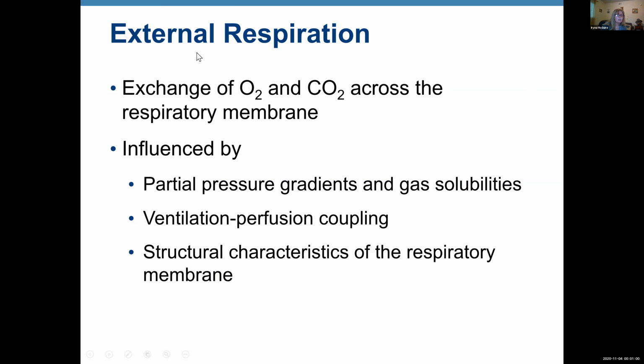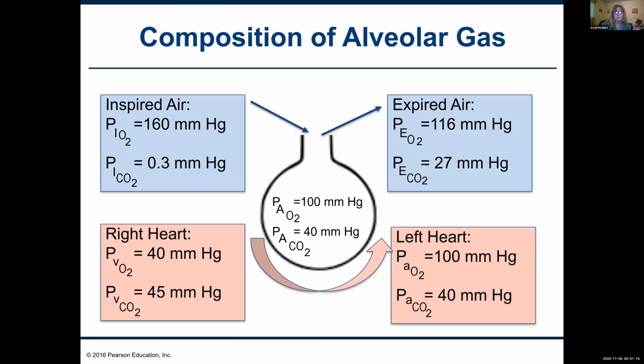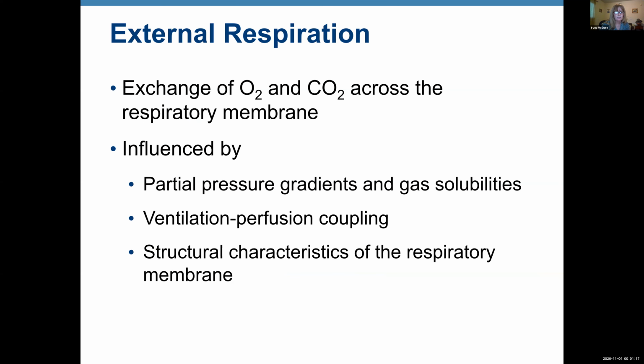Okay, so external respiration. Finally we get right to this, after we had some idea of all the terminology, partial pressure, capacities, volumes of the lungs, and after we looked at the composition of the air. And again, respiration is the exchange of oxygen and carbon dioxide across the respiratory membrane. This happens in the lungs, external respiration. It's influenced by partial pressure gradients and gas solubilities, ventilation-perfusion coupling, and structural characteristics of the respiratory membrane.